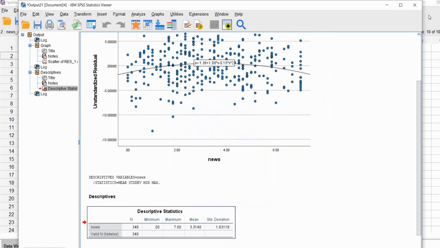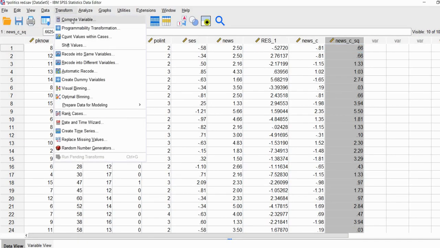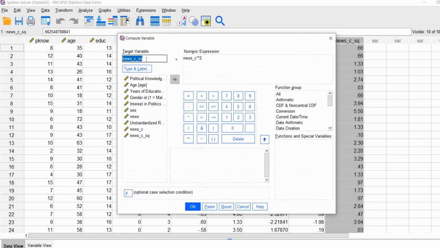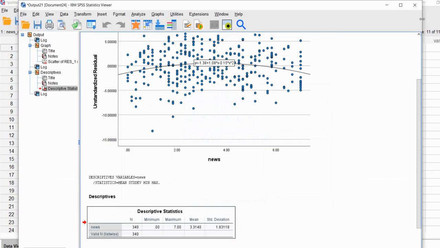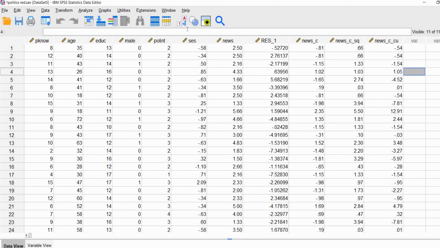We'll click on OK, and now we've got the squared news variable added. We'll also do it for the cube. So now we'll go back to compute. I'm going to create another variable name. We'll call it news_c_cu, and in this case we'll change the expression to news_c, double asterisk, and then 3, because we're raising this news_c variable to the third power. Now we'll click on OK, and we have everything we need to carry out our hierarchical regression.